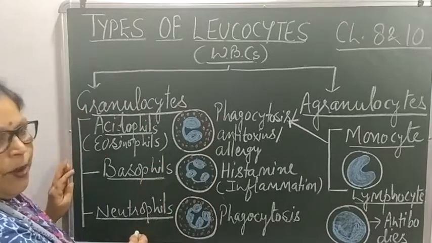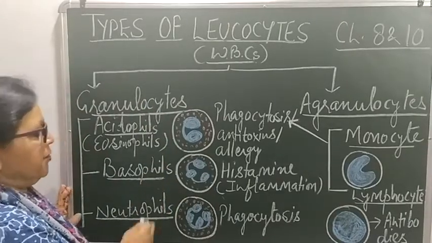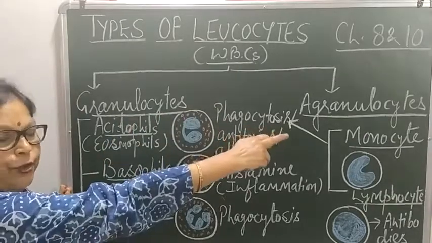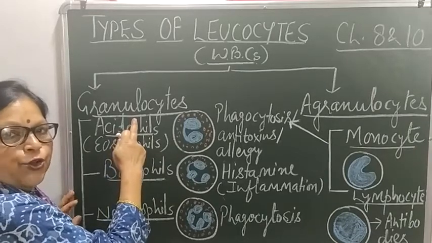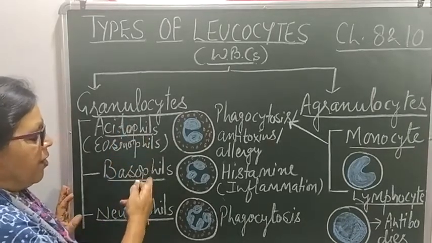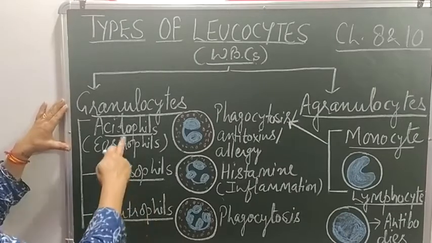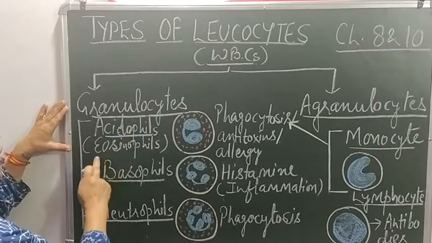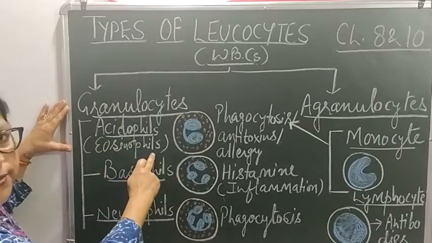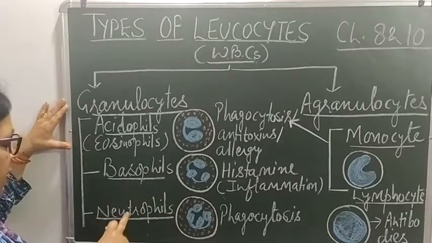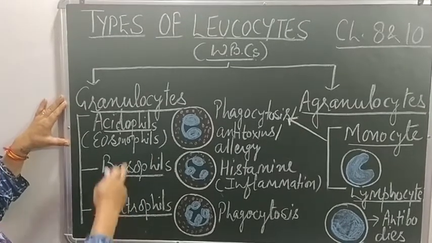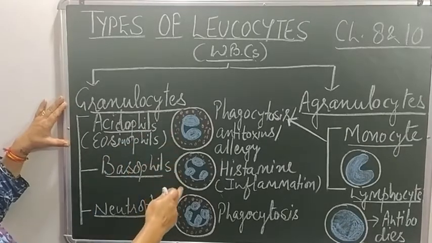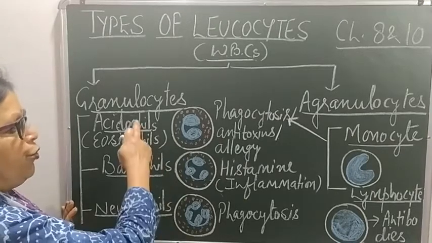Now I will be telling you about different types of leukocytes. First I told you there are two main types of leukocytes, granulocytes and agranulocytes. Now if the cytoplasm is granular, then they are of 3 types. First one is acidophils, also called eosinophils. Second, basophils, and third, neutrophils. So there are 3 types of granulocytes.